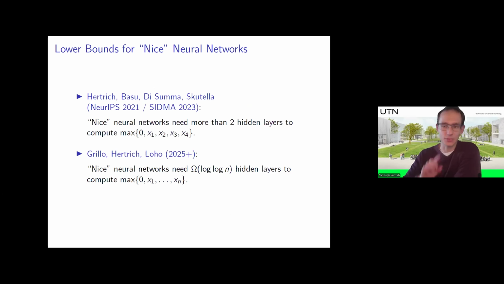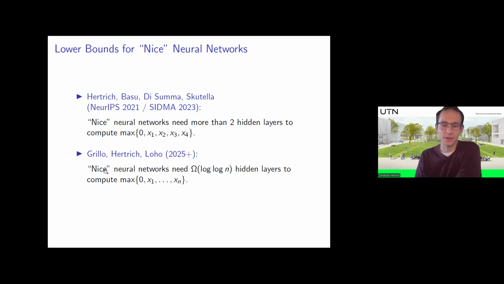And for nice neural networks, there are 2 results. One, which is basically my first result I did in this area, and one which is my most recent result I did in this area. So the first thing we were able to show is that for nice neural networks, we can actually prove that 2 hidden layers are not sufficient to compute the maximum of 5 numbers. So the next example that was open is actually proven for nice neural networks here. And we did that with an extensive computation. So it was a computer-aided proof, actually.